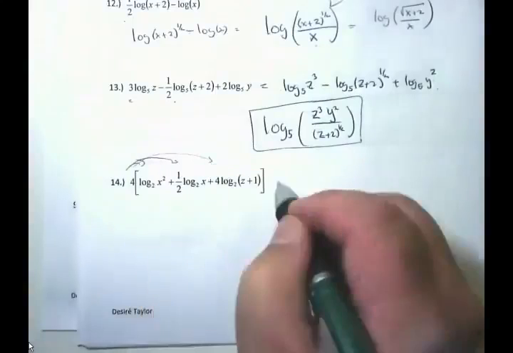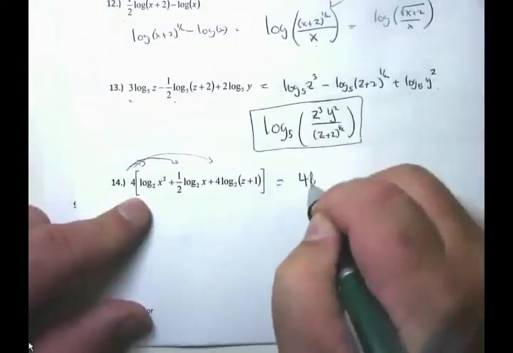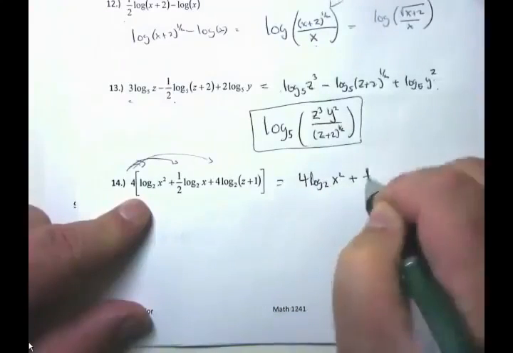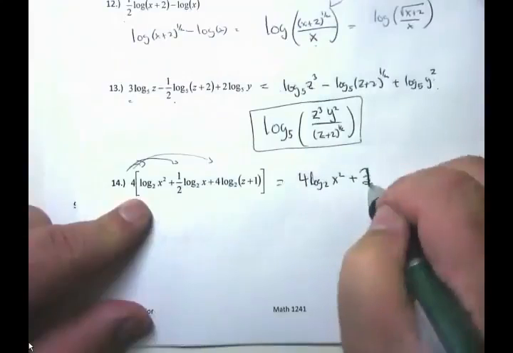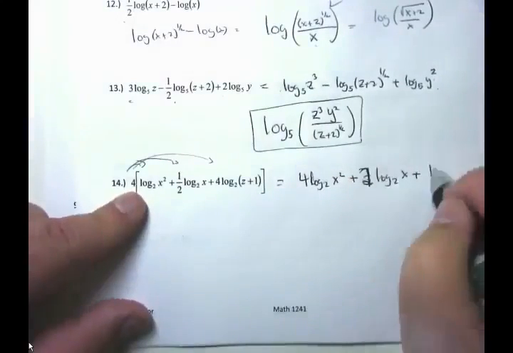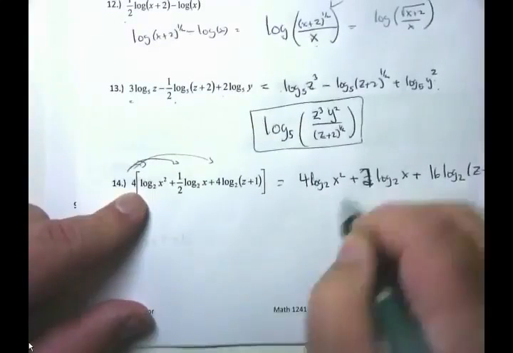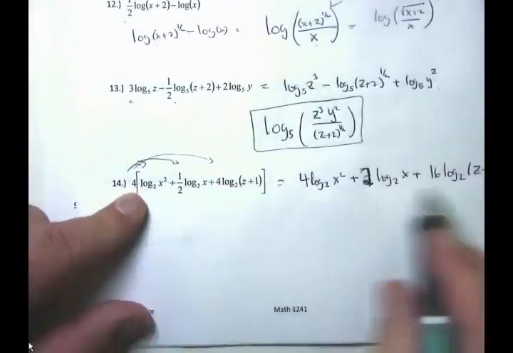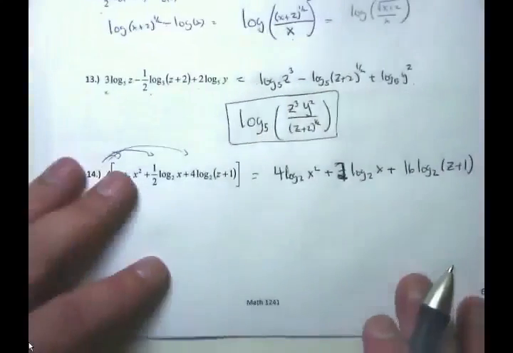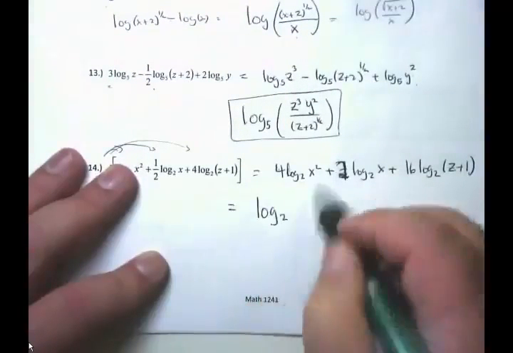This one here, if I was going to clean this guy up, the first thing I would do is distribute the 4. Clean up your algebra first. This is going to give you 4 times the log base 2 of x squared plus 4 times 1/2 is what? Plus 2 log base 2 of x plus 4 times 4 is 16 log base 2 of z plus 1. I distributed my 4 throughout as my coefficients. Now there's going to be a little cleaning up on this one, but that's okay. We'll clean them up in a second. Where do coefficients go back to?